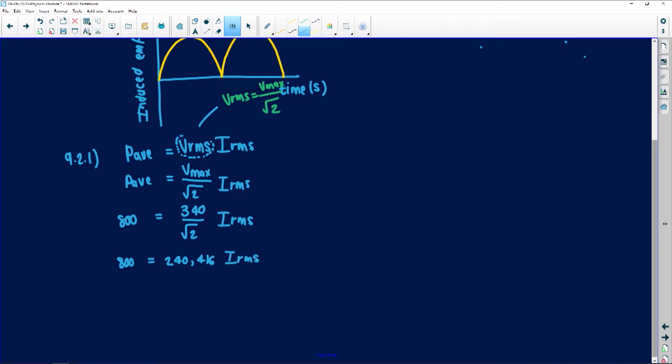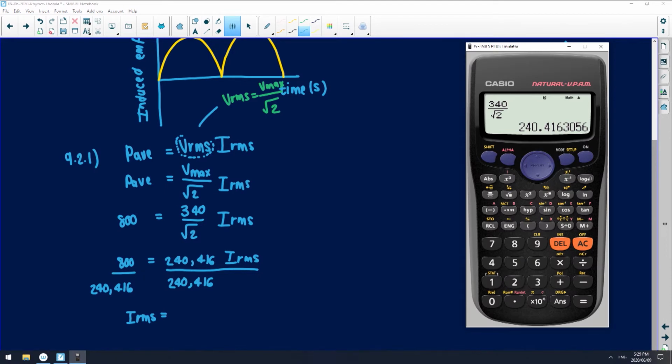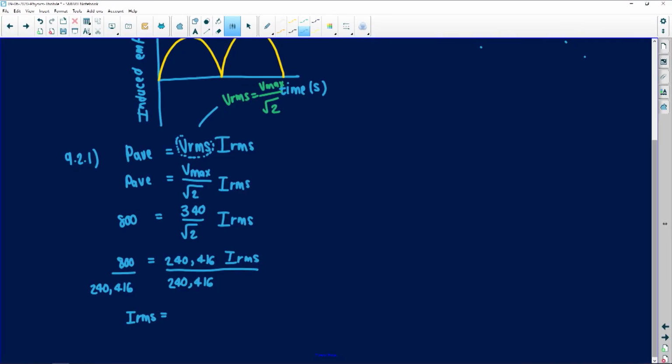I'm looking for IRMS, so I have to divide both sides by what is multiplying my IRMS. So I'm going to have 240.416 on this side, and again on this side. Remember, don't round off until the end, otherwise you're going to get a very vague number. So now I'm just going to say 800 divided by the answer we just got. Wow, that gives me 3.33. The 7 is going to change this 2 to a 3, taking it back to grade 9 when we did rounding off. So the 7 will round off the 2 to a 3, and we get 3.33, and that is A.